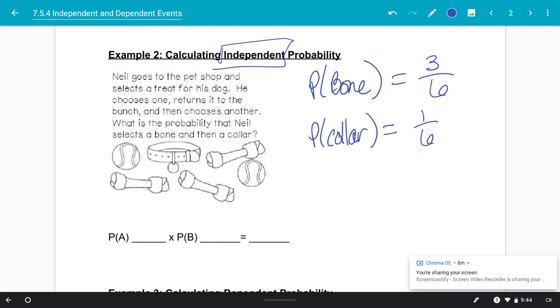So the probability of selecting a bone is 3/6 times the probability of selecting a collar is 1/6. We multiply across the numerator and then we multiply across the denominator. 3 times 1 giving us 3, 6 times 6 giving us 36. Now that can be simplified by dividing both the top and the bottom by 3 to get 1/12. So our probability that he selects the bone, returns it, and then selects a collar is 1/12.